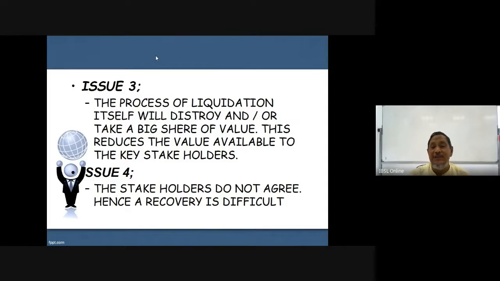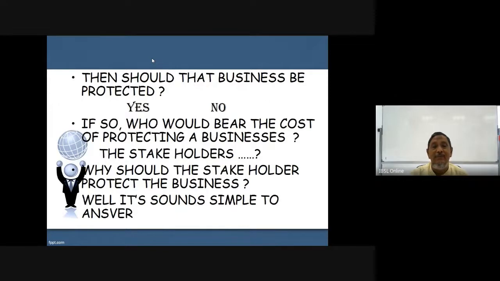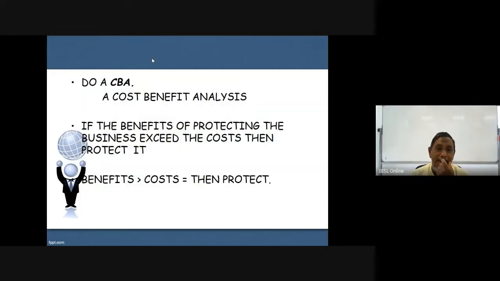Third, if the stakeholders do not agree, the recovery is further difficult. Think, should that business be protected? Yes or no? If so, who would bear the cost of protecting the business? The stakeholders? Why should the stakeholder protect the business? Well, it sounds simple to answer. Do a CBA, cost benefit analysis. If the benefits of protecting the business exceed the cost, then protect it.